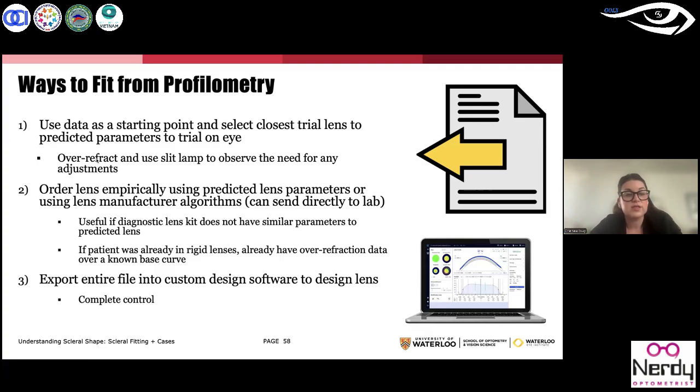And this is especially good time-wise if the patient was already in rigid lenses. You already have that over-refraction data on a known base curve, so you could skip putting a trial lens on completely in this case. The third way is you export the entire file into a custom design software. I've worked with ScanFit Pro a bit and Wave to completely customize and design that lens for complete control.